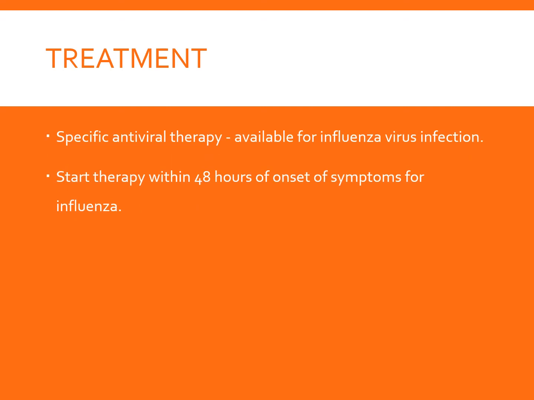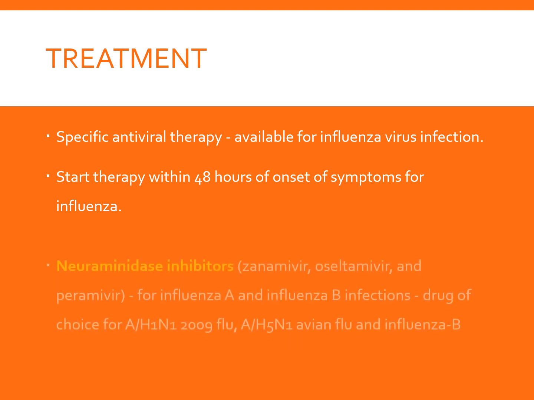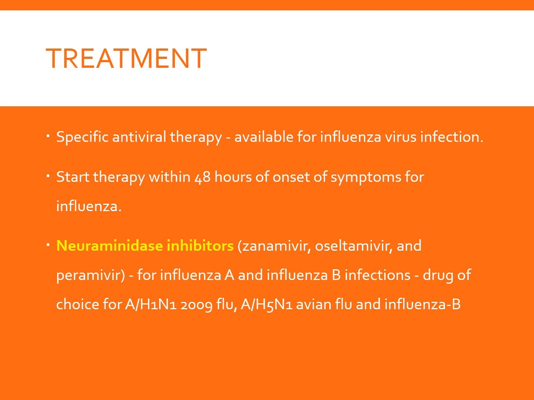Now comes the treatment. Specific antiviral therapy is available for influenza virus infection. Start the therapy within 48 hours of onset of symptoms. Neuraminidase inhibitors like zanamivir, oseltamivir, and peramivir are preferred for influenza A and influenza B infection. They are the drugs of choice for these infections.